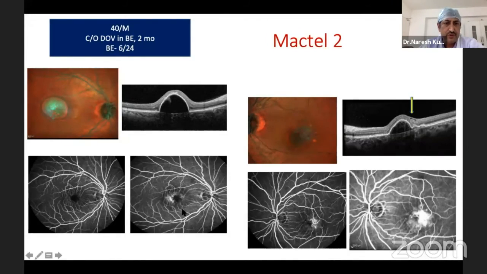So FFA is useful, but in FFA there's a sort of leakage that happens from the perifoveal capillaries. So it becomes difficult to say whether the leakage is from the new vessels or from the telangiectatic vessels. So OCTA is useful in such cases.